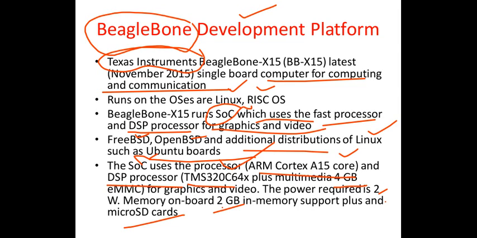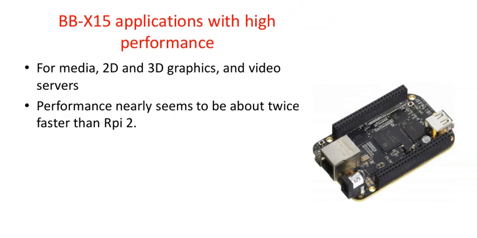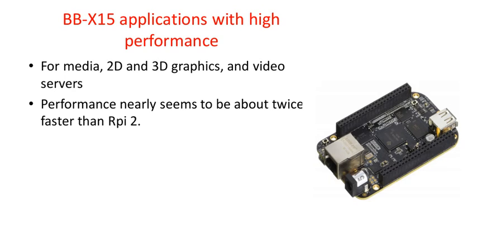So when we go to the next one here, you can just have a look at this BeagleBone board, again very much similar to what other boards we have seen earlier, right? So for media, 2D and 3D graphics, and even for video servers we will use this. Performance nearly seems to be about twice as fast as the Raspberry Pi, right? So this is one important feature as long as the BeagleBone is concerned. The Raspberry, this is a very important point to be noted.